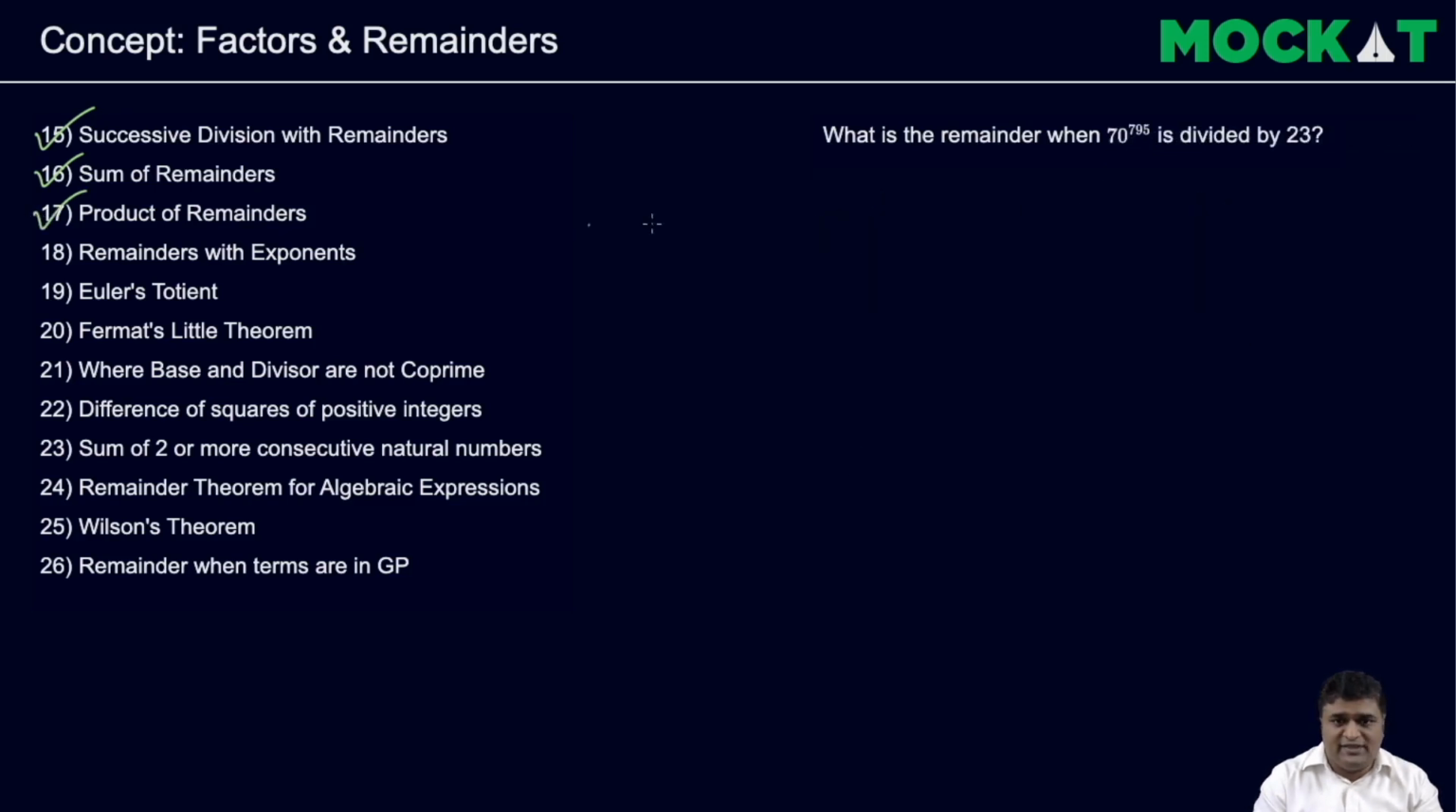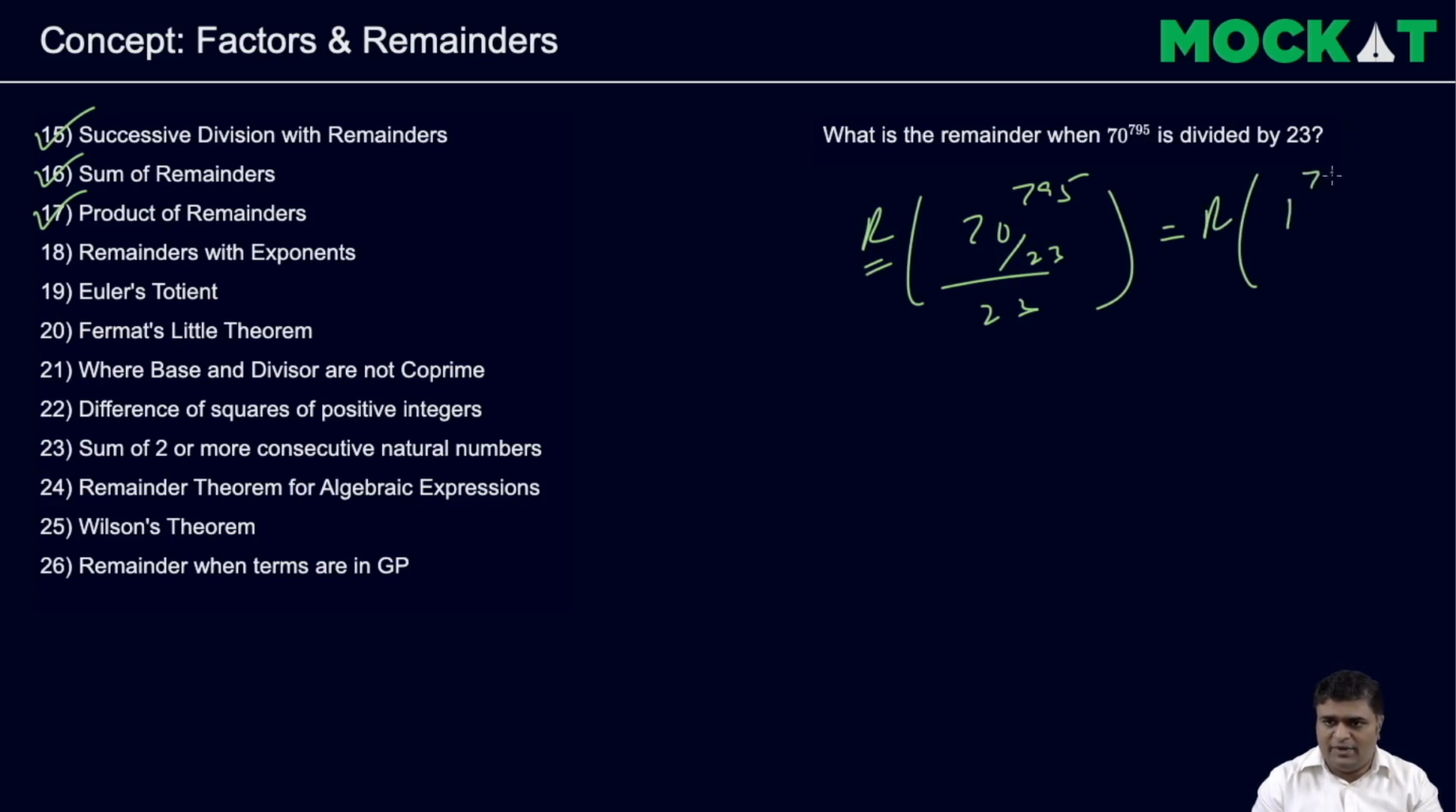Now on to remainders with exponents. Remainder of 70 power 795 divided by 23. What you can do is divide the base by the divisor directly, right? 70 by 23 leaves a remainder of 1. Remainder is what you're focused on. 1 power 795 divided by 23. The remainder will continue to be 1.